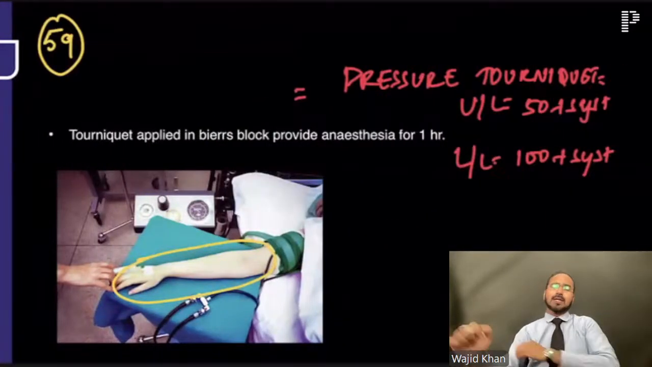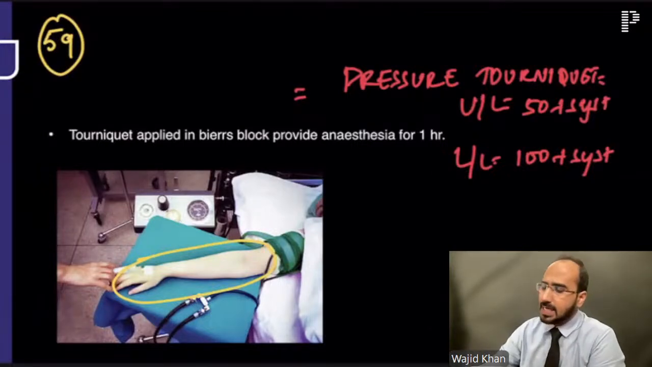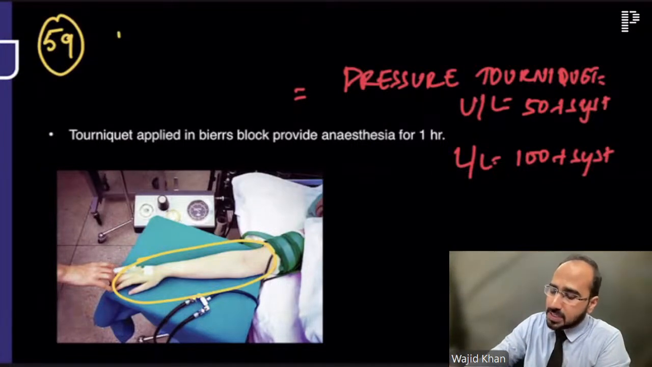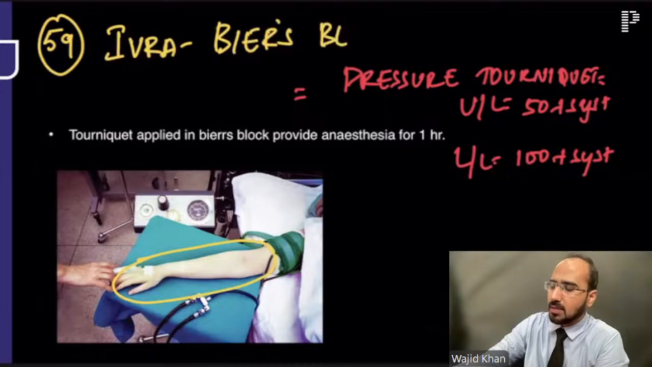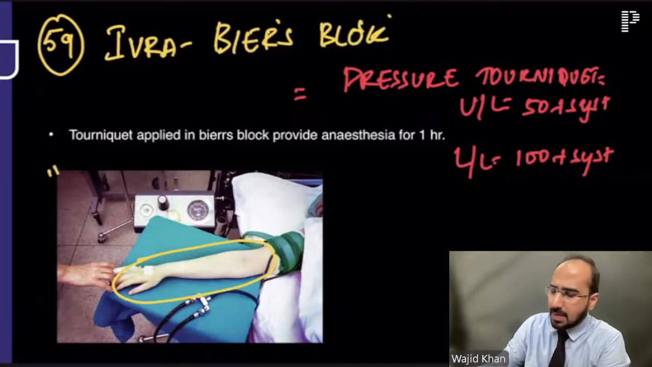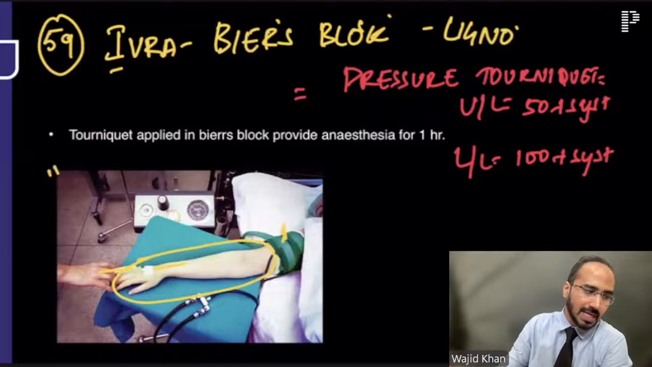The last slide over here, guys. Come on. What is being done in this picture? In this picture, IVRA is done, which is Bier's block. Tourniquet is applied on the hand, and on the same hand you are applying a cannula and giving the drug. The most common local anesthetic used in Bier's block is lignocaine.